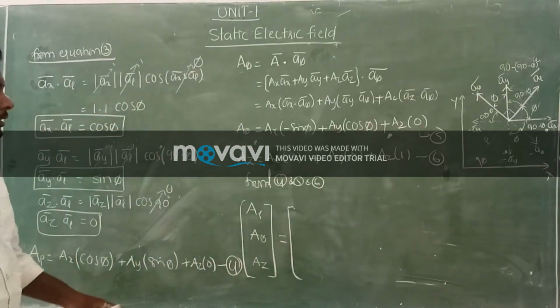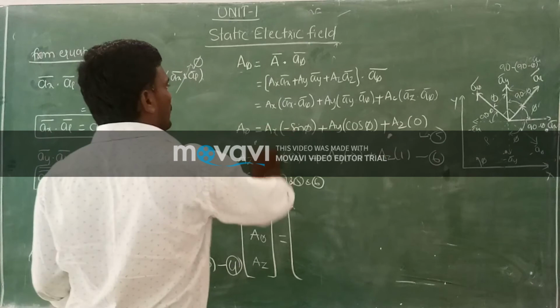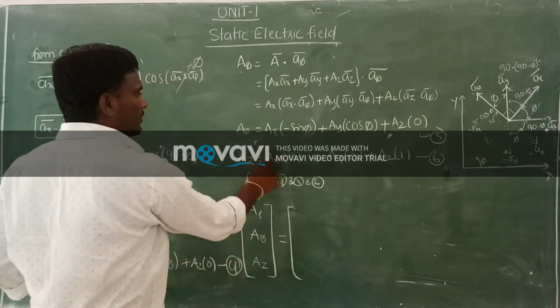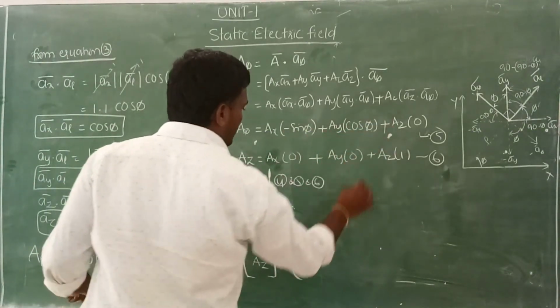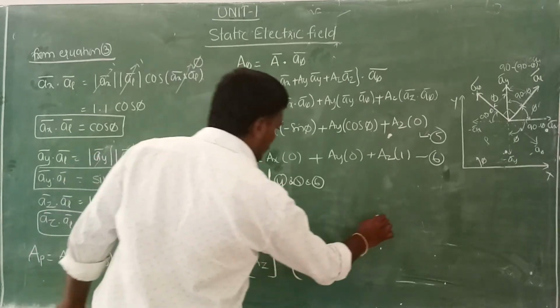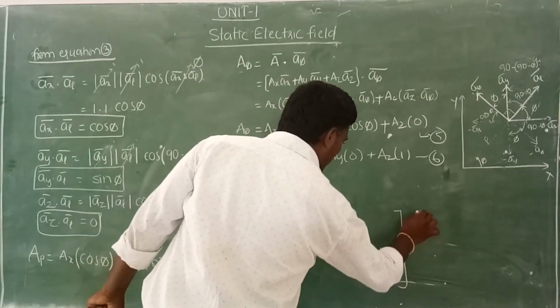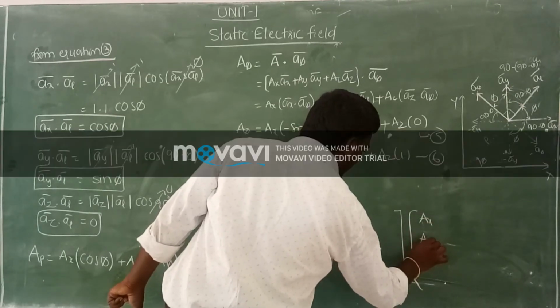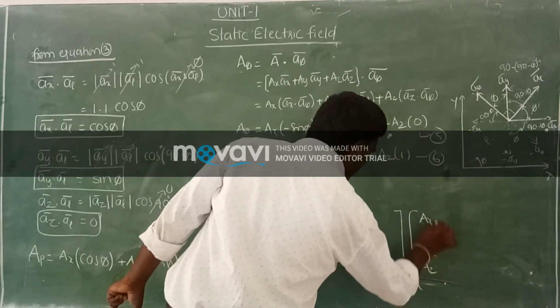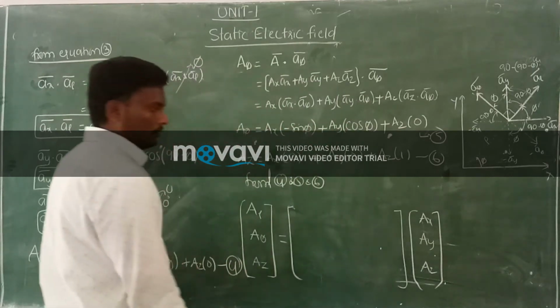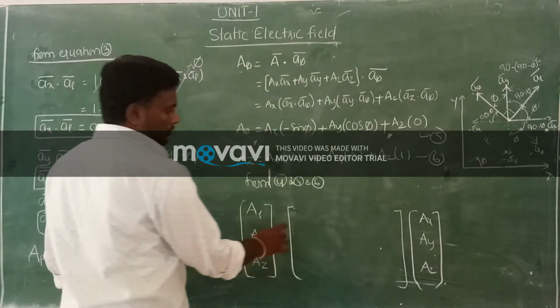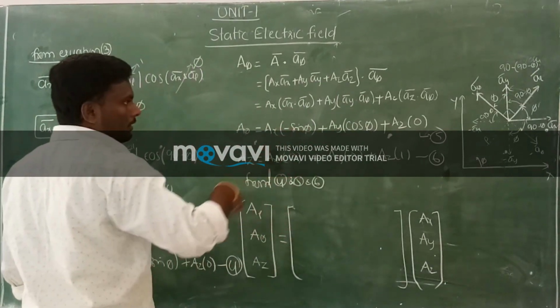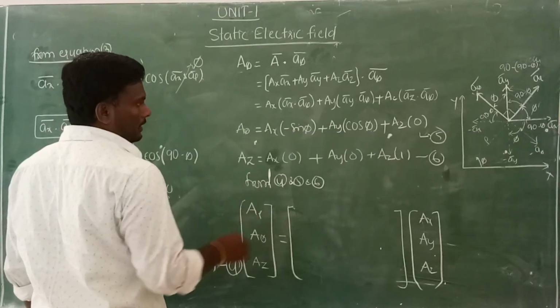What are the variables on the left hand side of this equation? Variables are Ax, Ay, Az. Okay. So as we have 3 equations and 3 terms, it is a 3 by 3 matrix.